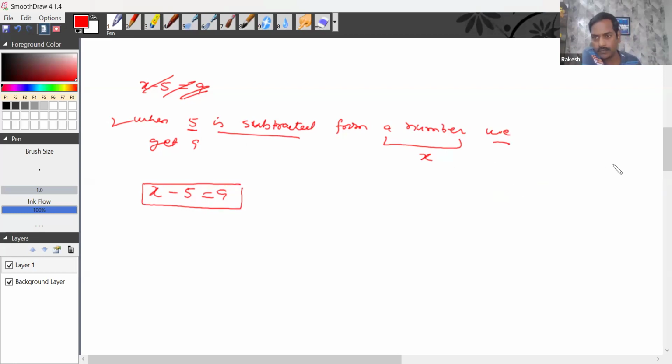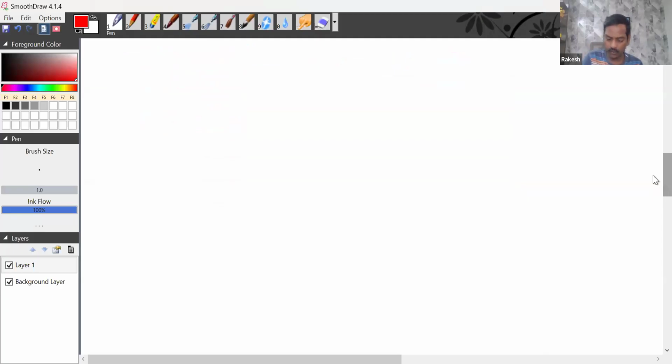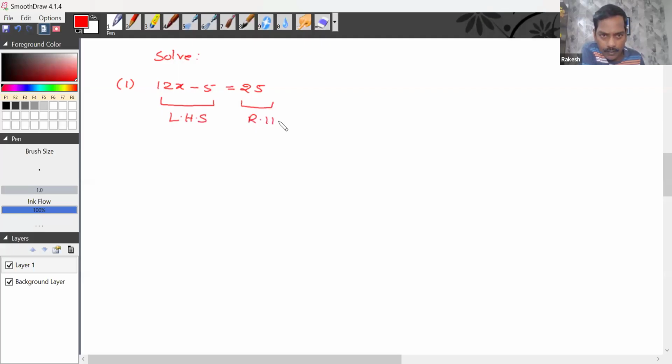Everything is done. Now let us move to how we solve these equations, right? So let us take a few examples. If I have 12x minus 5 is equal to 25, I want to solve the equation. Whenever the question says solve this, what is the question expecting? The question is expecting the value of x for which this portion is equal to this portion. Now, what is this portion usually called? This portion is called the left hand side and this portion is called the right hand side.